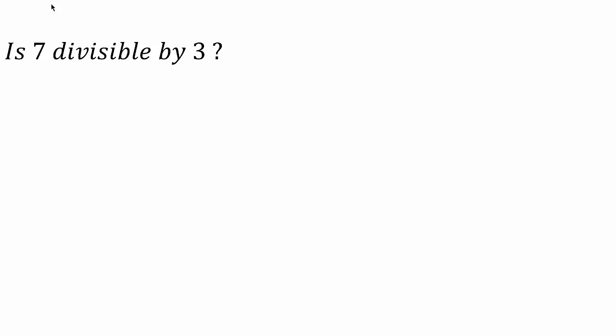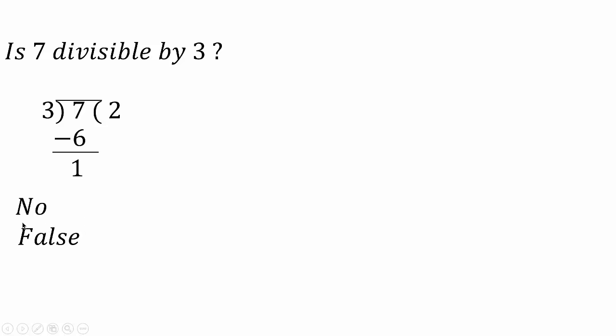In the junior classes, what we used to do is divide 7 by 3 like this: 3 goes into 7 twice, giving 6, and then subtract it and get the remainder as 1. Since the remainder is 1, this is not divisible by 3. Or we can say in terms of computers it's false, or in binary coding the result is 0.